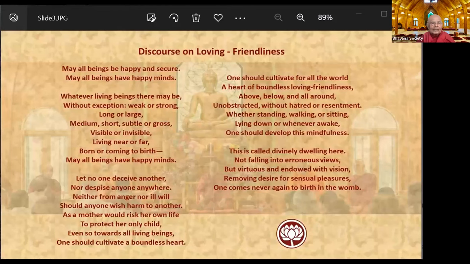So later on, I think my friends will help me to find. Yes, we will ring the bell, Bhante. Okay, very good. Okay, now let us do some meditation. Okay.